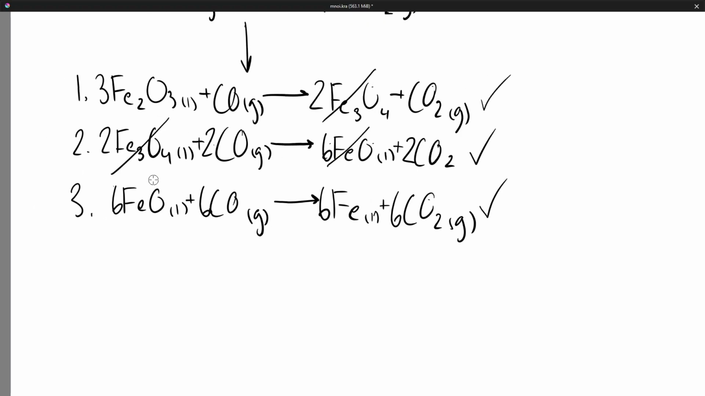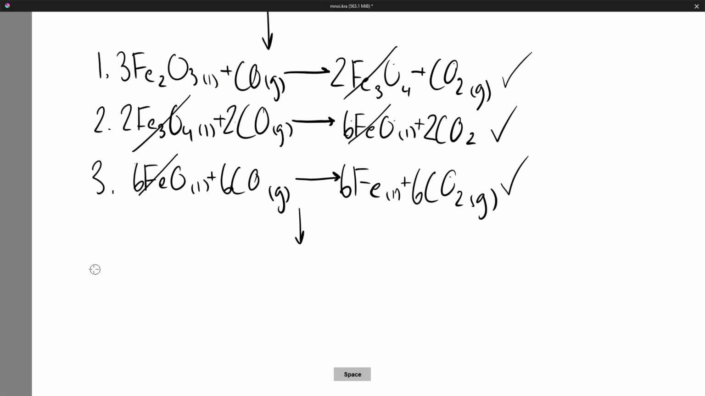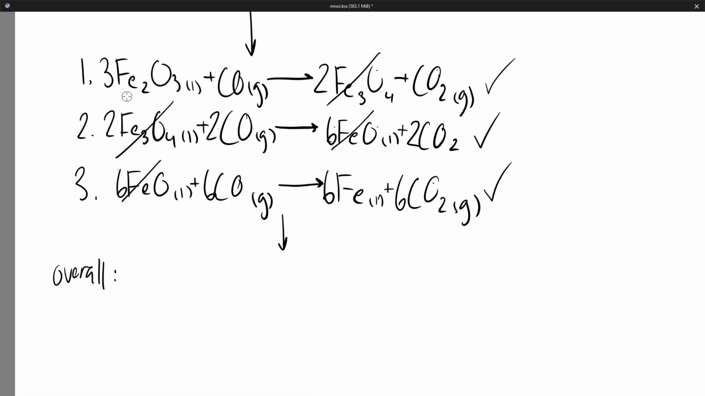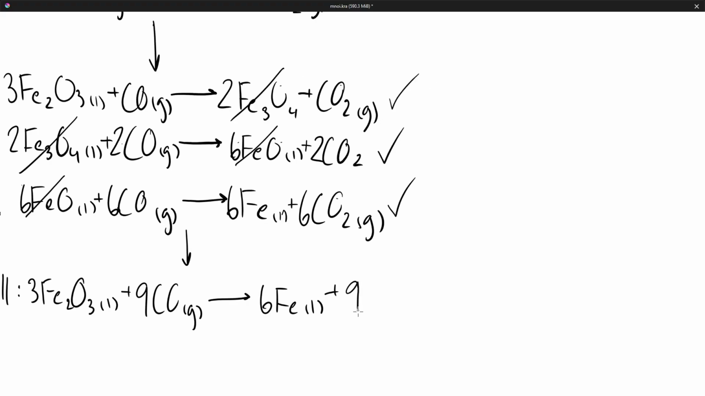Okay, so now we can go ahead and cancel these out. So what's left is going to be the overall equation. So overall is 3 iron(III) oxides plus 9 carbon dioxides make 6 molten iron and 9 carbon dioxides.